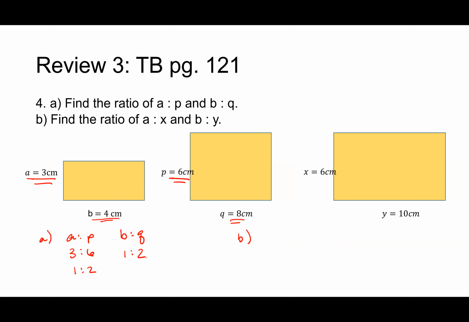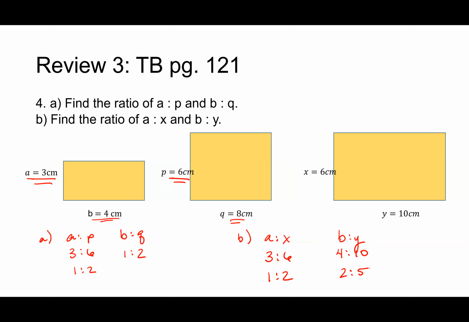Good job. All right, letter B says find the ratios of A to X and B to Y. Go ahead and raise your hand when you have both of those. All right, Nora, what's A to X? 1 to 2. Great job. And how about B to Y, Nora? Keep going. Great job. So you started with 4 to 10 and you got 2 to 5.